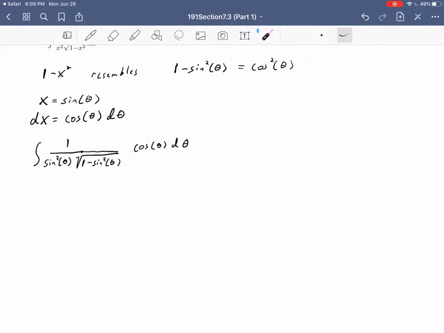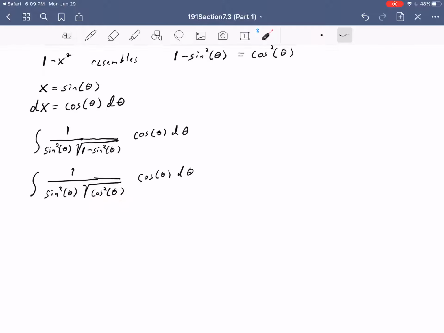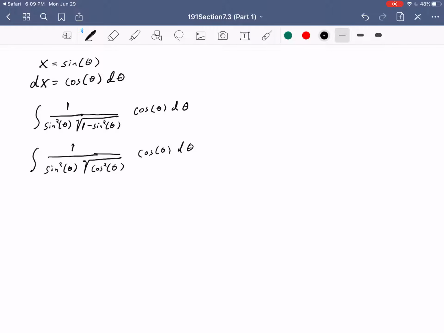But let's remember the point. The point was that this 1 minus sine squared, we chose sine to build this Pythagorean identity. So let's pop that cosine squared in there. We get the integral of 1 over sine squared theta, square root cosine squared theta, and then we still have our cosine theta d theta. Now, that's a little bit better because now instead of having two terms inside that radical, we only have one term. But even better, now we can actually apply the square root to that square and cancel those out. So not only have we reduced two terms to one term, but we can now even get rid of that square root.